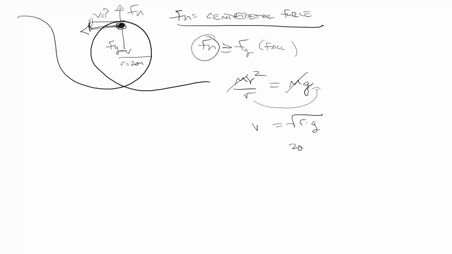The radius was 20 meters times 10. The square root of 200 is 14 meters per second. So my minimum speed would have to be 14 meters per second. If I'm traveling faster than that, that's good, because then all of the stuff will stay in my pockets. If I'm traveling slower than that, they might have to design a new roller coaster.